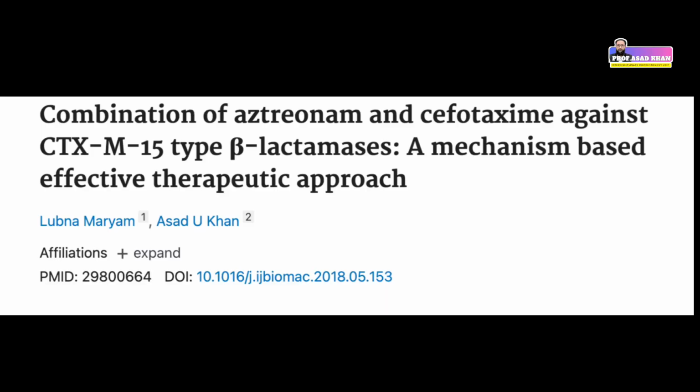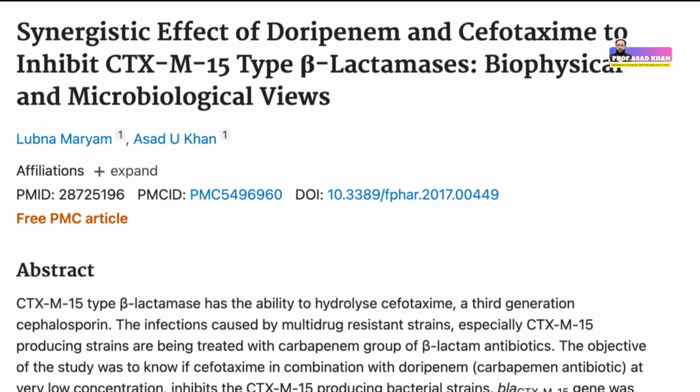Similarly, in another study we worked on aztreonam with cefoxitin and ceftazidime. Earlier, when we tested cefotaxime and aztreonam separately, it did not work. But when we combine these two, it works very well. These are all novel combinations that nobody has tested yet. Then doripenem and cefotaxime is another combination that works very well together, but if we use cefotaxime and doripenem separately, the bacteria show resistance.